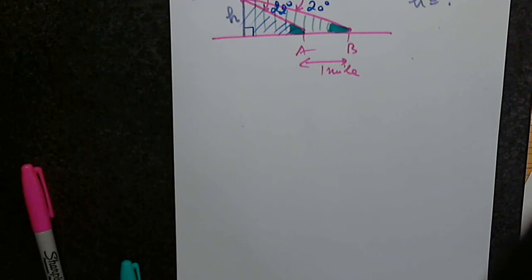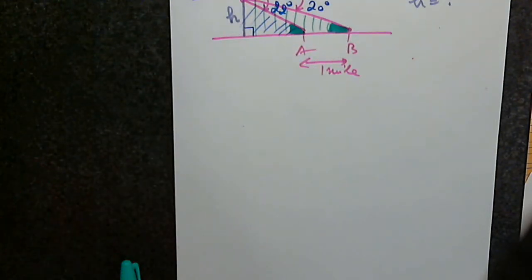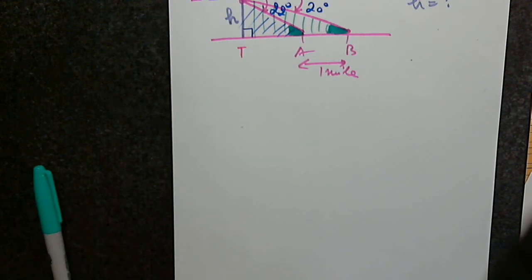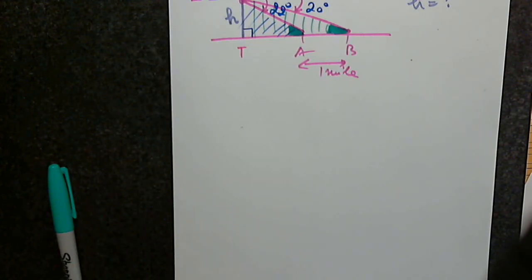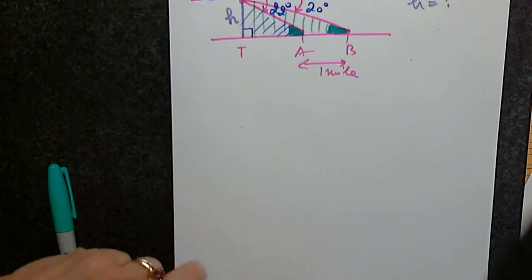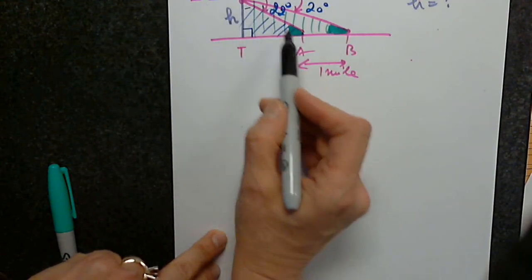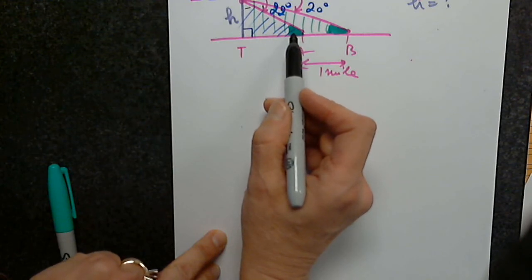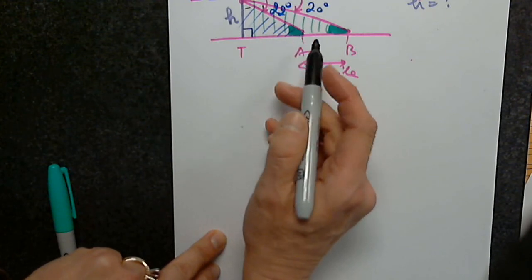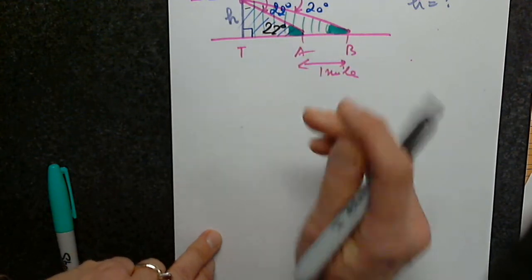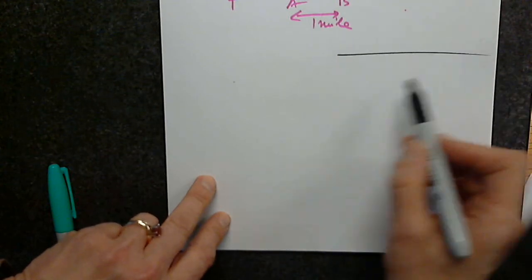Can anyone give us the angle CAT? And how you got it? 90 minus 22. So 90 minus 22 is this angle. But I want this one. So then minus. So what should this be?